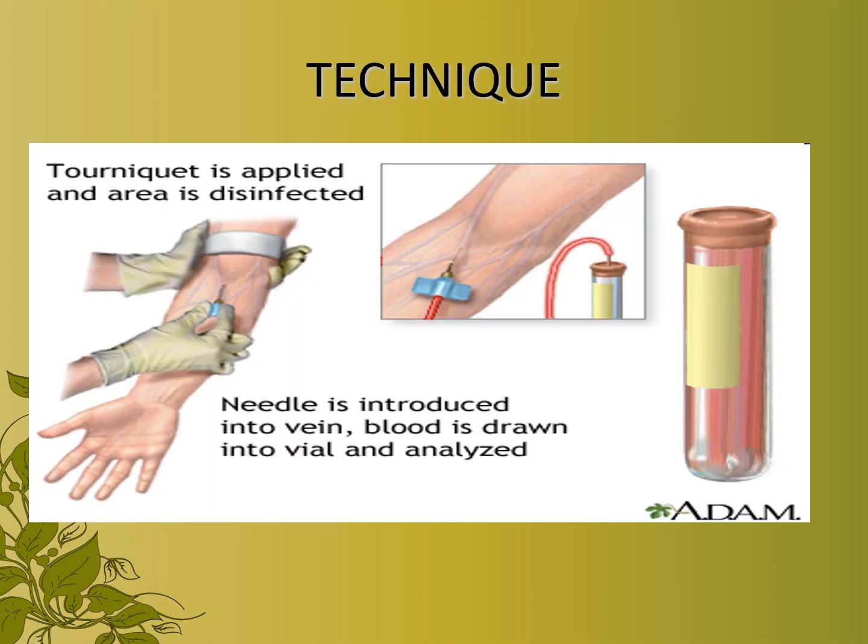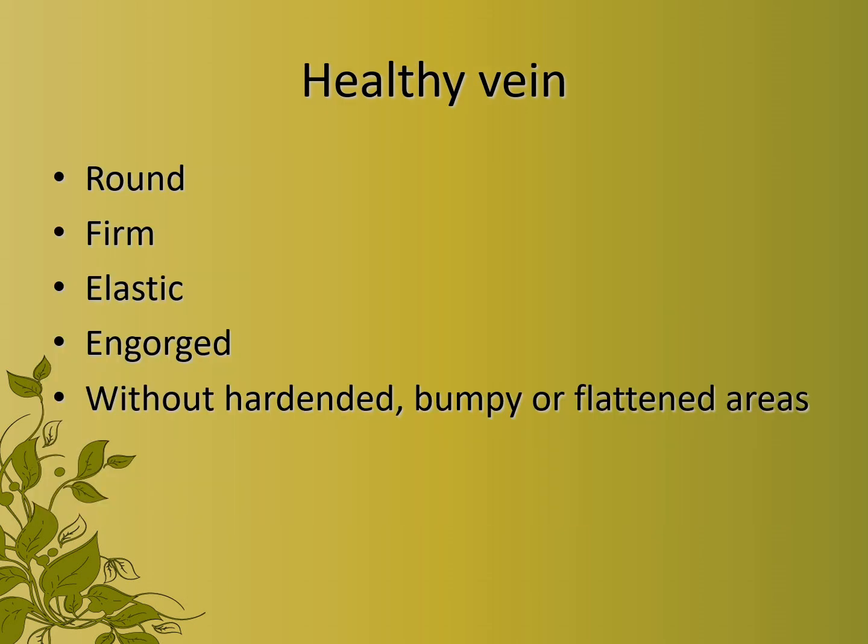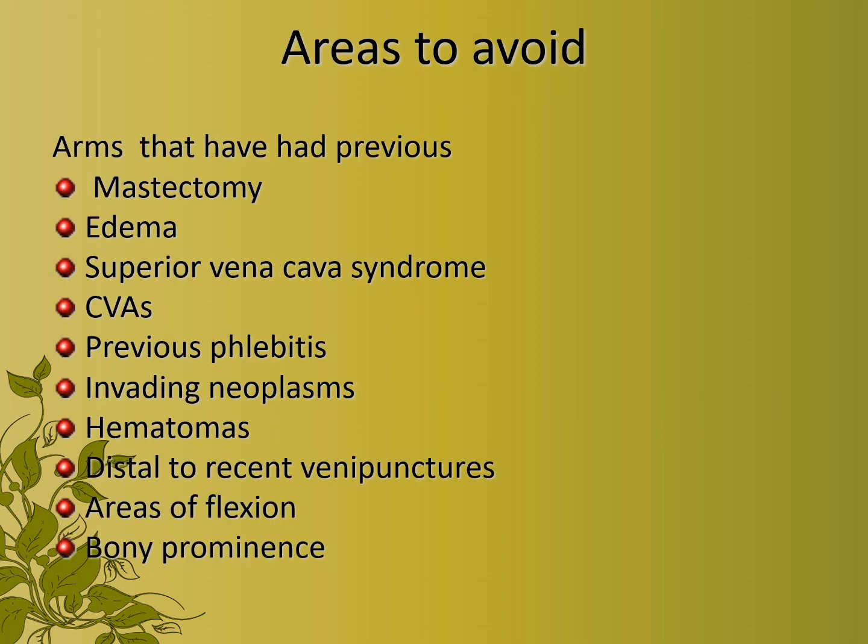Like you can see from this slide, in the technique the tourniquet is applied and the area is disinfected. The needle is introduced to the vein and blood is drawn into the hub. Healthy veins are round, firm, elastic, and engorged without hardened or bumpy areas. Areas to avoid: mastectomy side, edema, sclerosed veins, phlebitis, neoplasm, hematomas, and others.